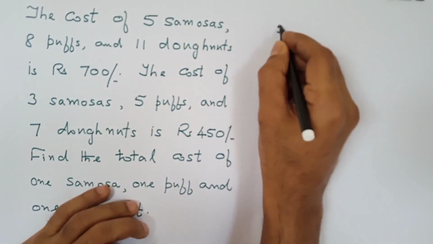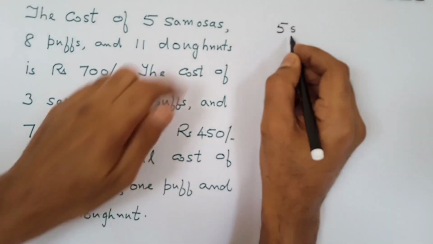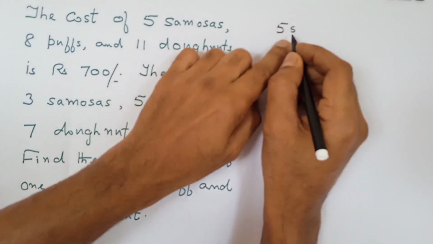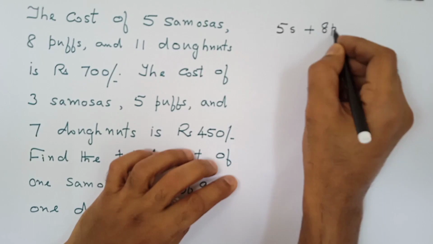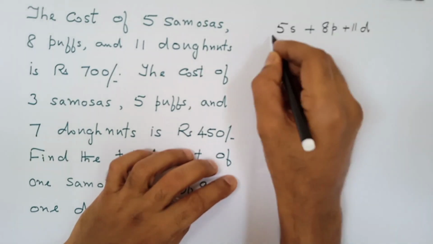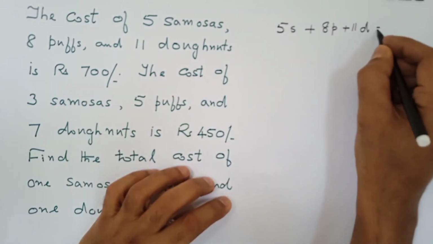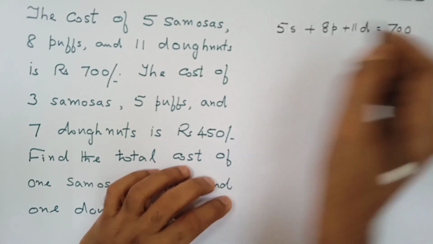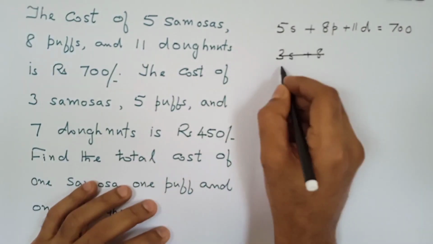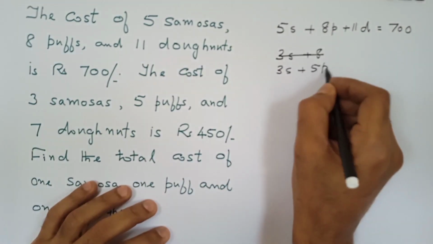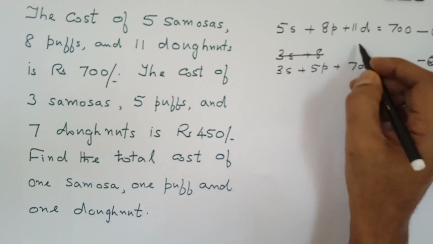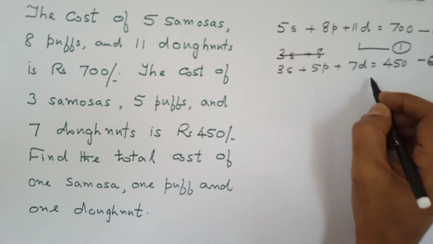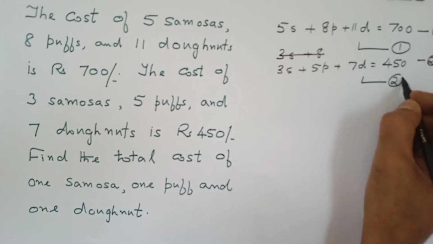So, supposing S stands for the cost of 1 samosa, this will be the cost of 5 samosas. Similarly, this is the total cost of the first combination, which is given to be 700 in the problem. Similarly, for the second one. Name this equation 1 and this equation 2.